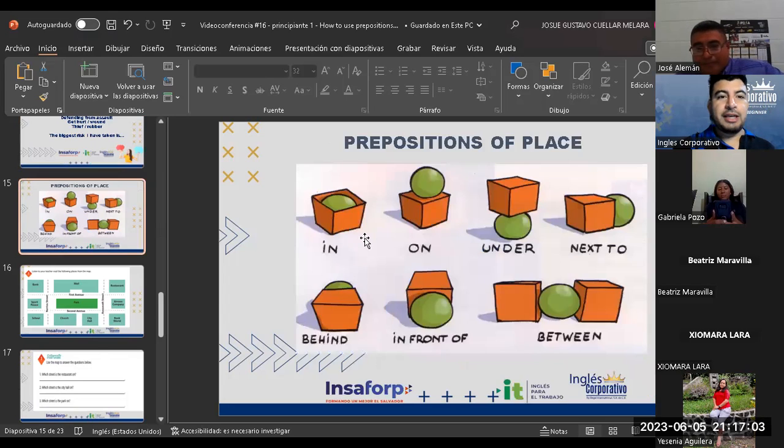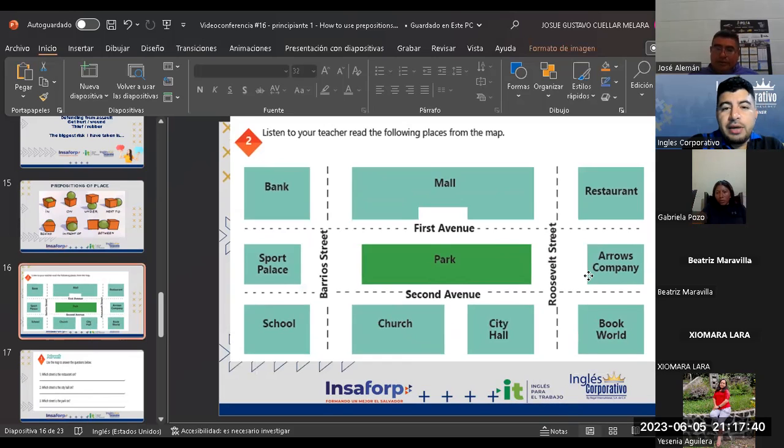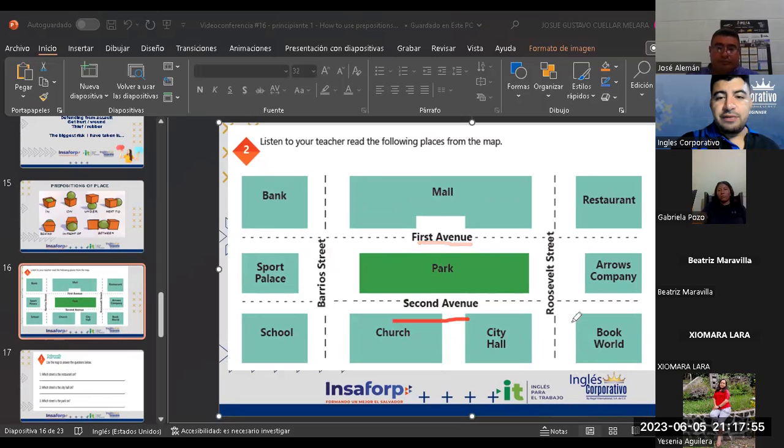Preposition exercise again. Recuerden in, on, under, next to, behind, in front of, between. Here we have a map of a city. Tenemos el mapa de una ciudad. Look at this. In a city, we have bank, sport palace, okay, palacio deportivo, school, church, que es iglesia. La pronunciación es church, como chorcha sin la church. City hall, alcaldía. We have park, mall, centro comercial, restaurant, Arrows Company. And we have also a book world, que seguramente es una library, librería, okay? Various streets, look at this. First Avenue, Second Avenue, Roosevelt Street.